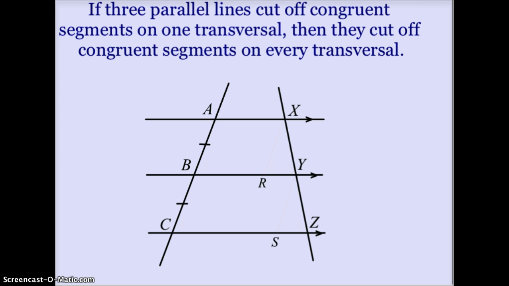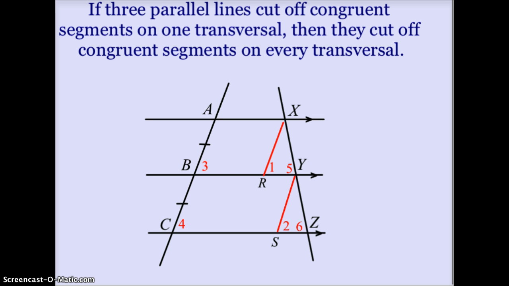The next theorem says if three parallel lines cut off congruent segments on one transversal, then they cut off congruent segments on every transversal. Notice, if you will, that I can draw a line that's parallel to line AC through point X. And I can also draw a line that's parallel to AC through point Y. Having done this, then I know that AXRB is a parallelogram because of the definition of a parallelogram.